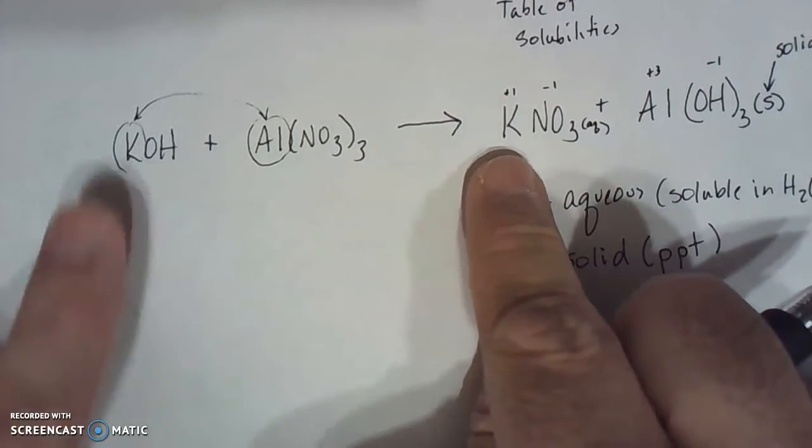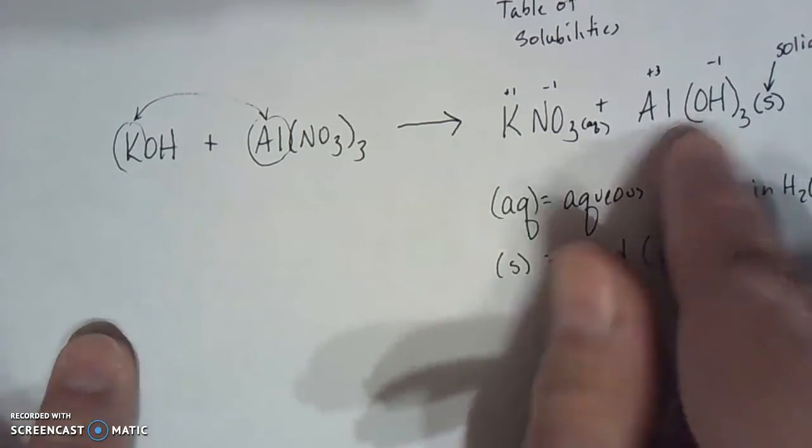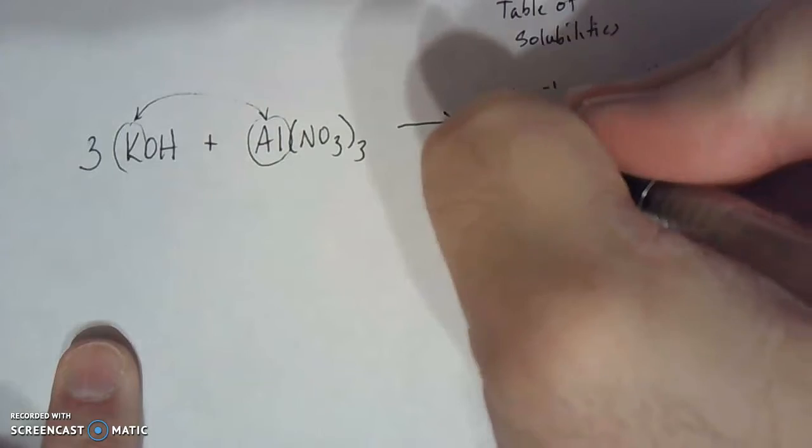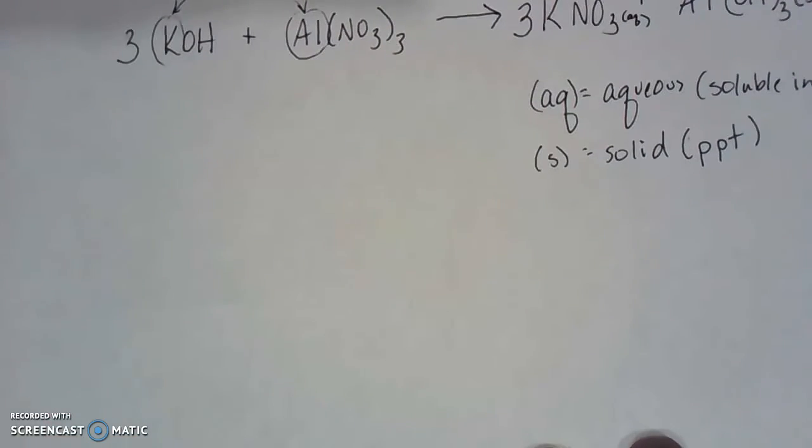So we have 1 K, 1 K, 3 OHs on this side, 1 OH on this side. So I'm going to put a 3 here and put a 3 there. So now it is balanced. Let's look at one more example.